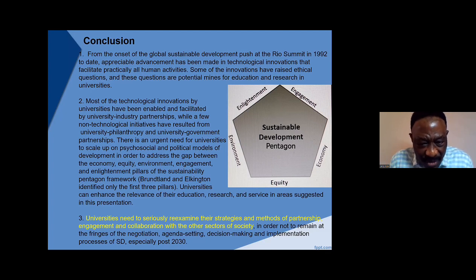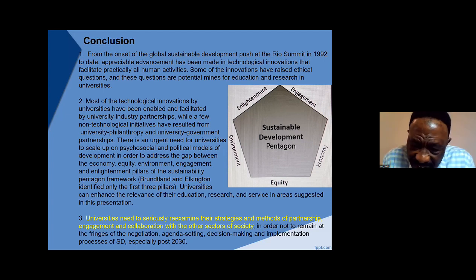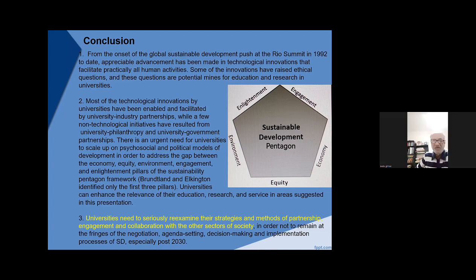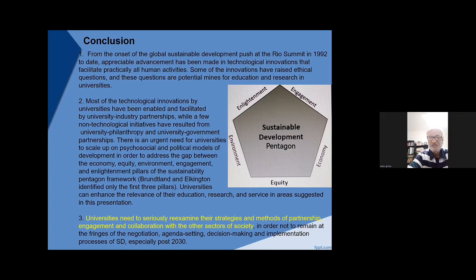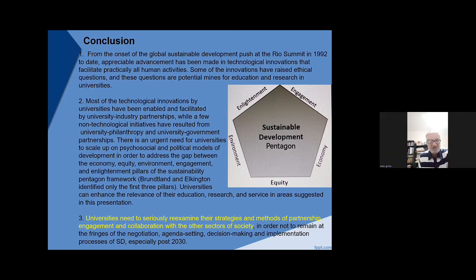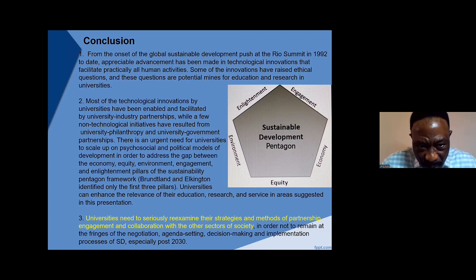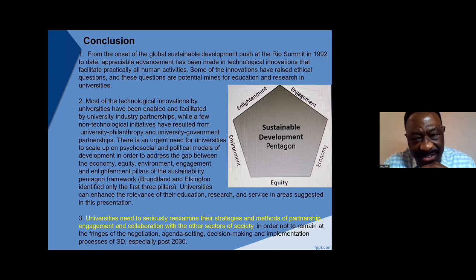So, final comment: universities need to seriously re-examine their strategies and methods of partnership and engagement with the other stakeholders. We cannot sit back and continue to play this neutral and think that it's all about objectivity, and the real world calls for serious activism, research that gets to the heart of problems at the grassroots and beyond the grassroots level.